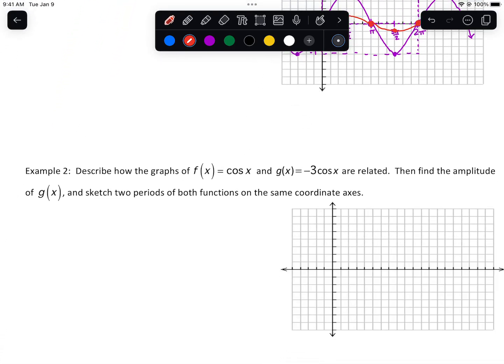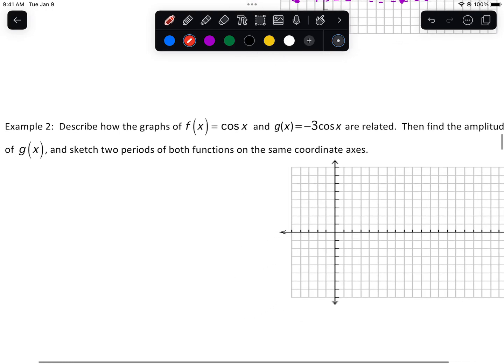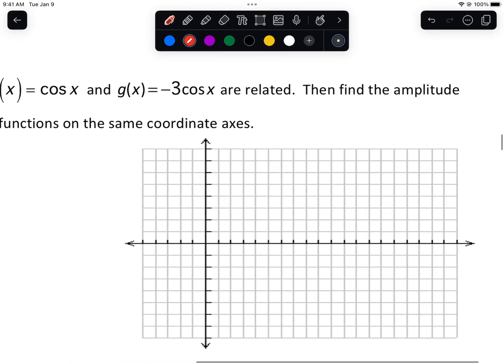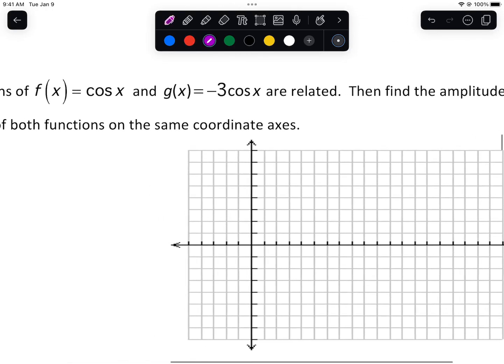So let's try out this next one here with the cosine graph. Here you have -3 cosine of x. Then we're going to find the amplitude, and we're going to sketch 2 periods, both functions, if we can fit it there. I don't even know if we might be able to. Yeah, we should be able to fit it, actually. But anyways, here we go.